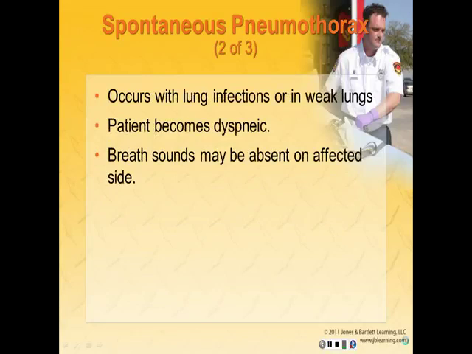A spontaneous pneumothorax occurs in patients with certain lung infections or in young people born with weak areas in the lung. Folks who have emphysema or asthma are at a higher risk, and tall, thin males are also at higher risk. A patient who has a spontaneous pneumothorax becomes dyspneic and might complain of pleuritic-type chest pain. This is a sharp stabbing pain on one side that is worse during breathing or with certain movements of the chest wall. You can sometimes tell that breath sounds are absent or decreased on the affected side.